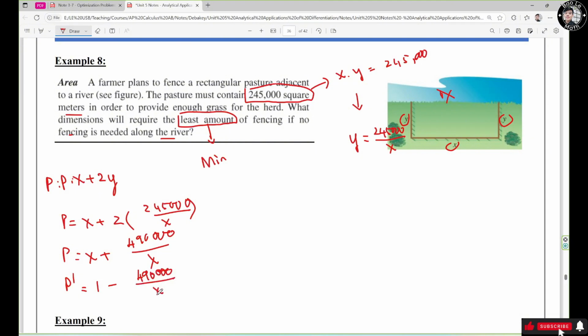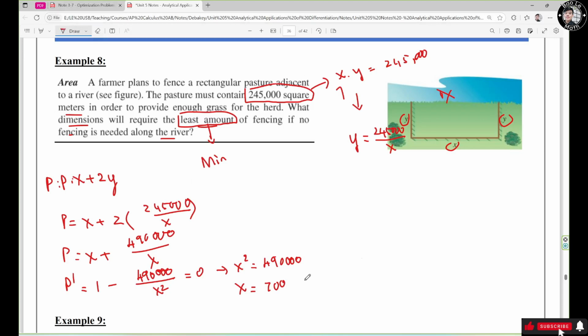490,000 over s squared. I need to let this equal to 0 to solve for the critical number. So I have s squared equals 490,000, and I take the square root of both sides, so s actually equals 700. I need to eliminate the negative number because it doesn't make sense.